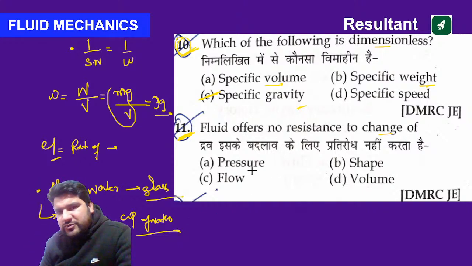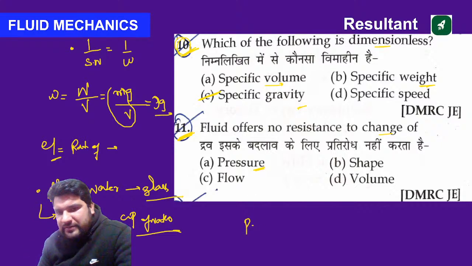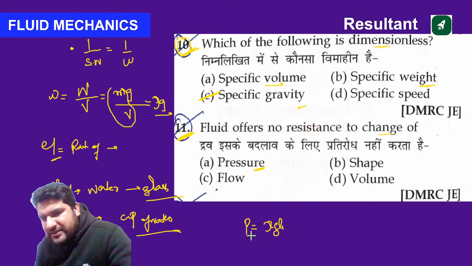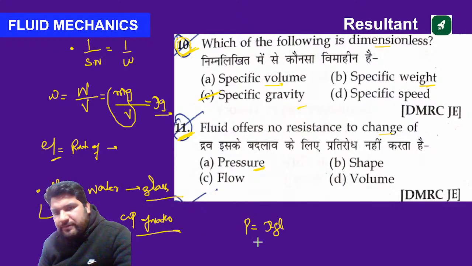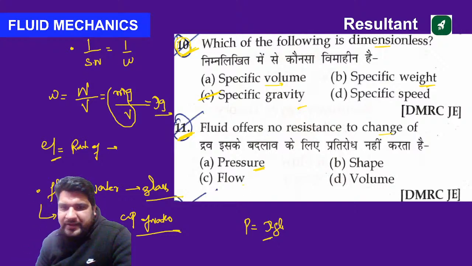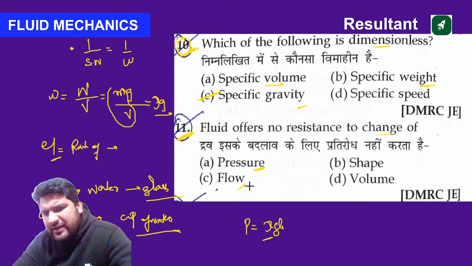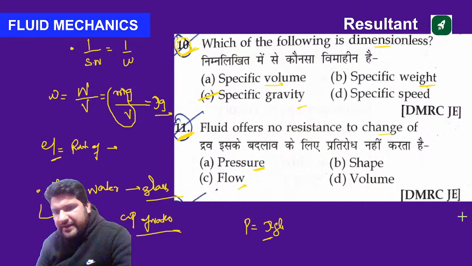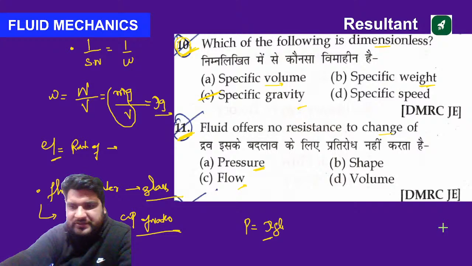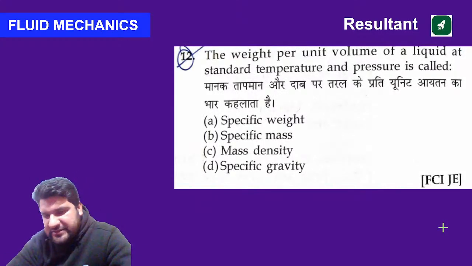Sir, there is resistance to the pressure, because the pressure P is denoted as rho g h, so it depends on the density. Absolutely correct. What about resistance to the flow? Sir, that is viscosity. That is called viscosity. Absolutely correct. Next question on your screen. So shape is the answer for this question.